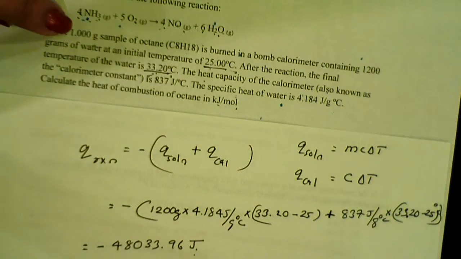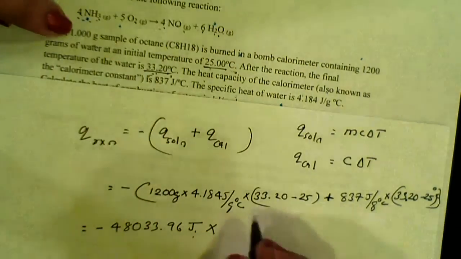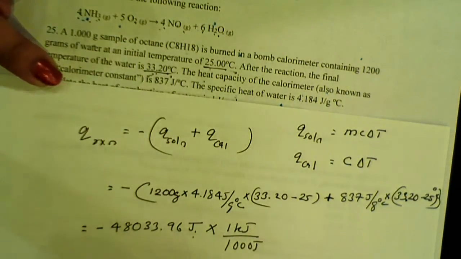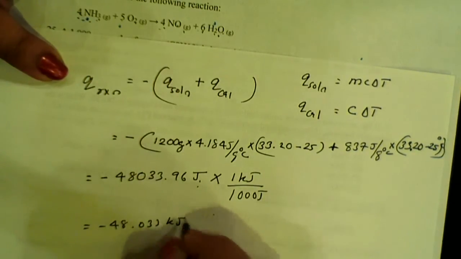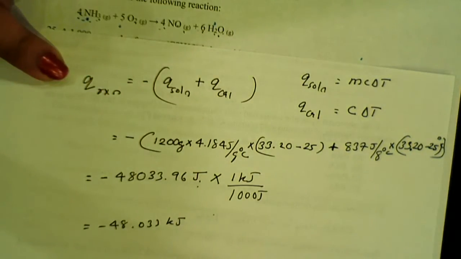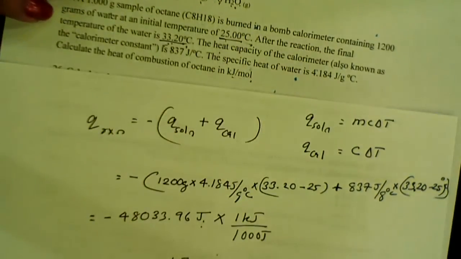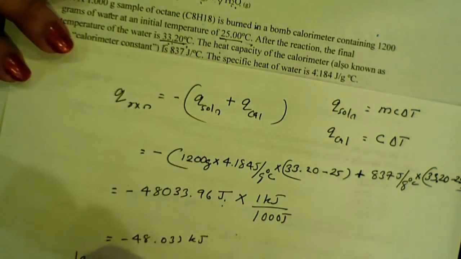So this much joules is given by 1 gram sample of octane. So you have to convert the 1 gram to how many moles that is, and then you have to divide the joules by the moles. You need joules in kilojoules. You can convert that at the end also, that's fine. If you want to convert right here, you can do that also. So it's going to be 1 kilojoule over 1000 joules, which is negative 48.03 kilojoule.